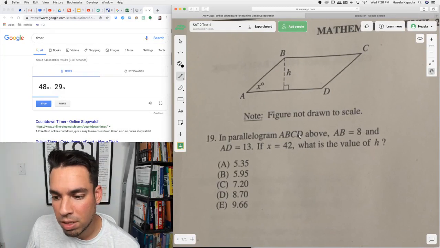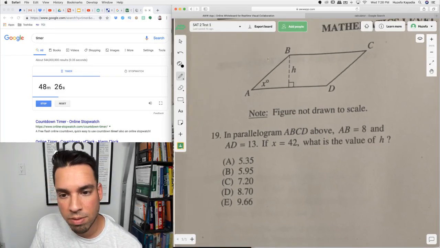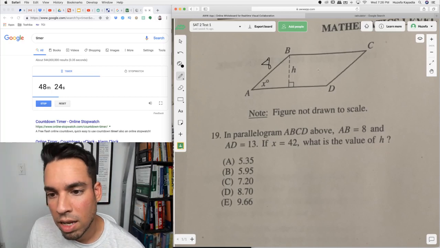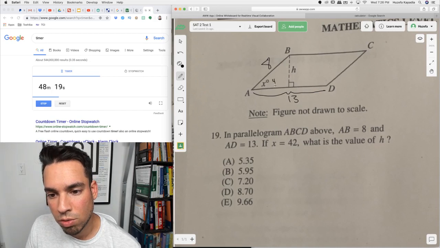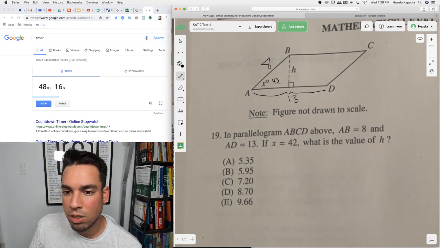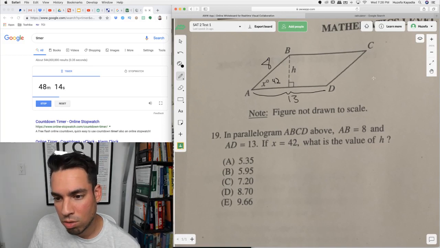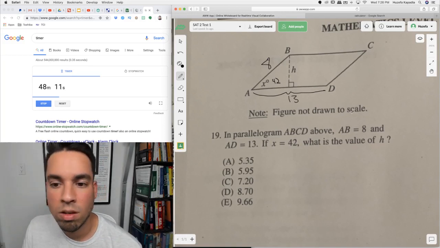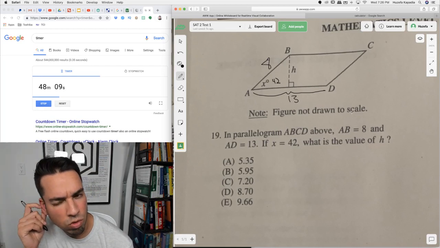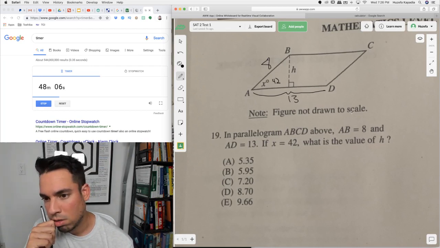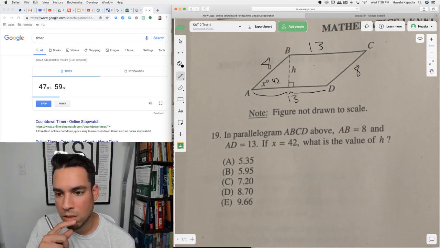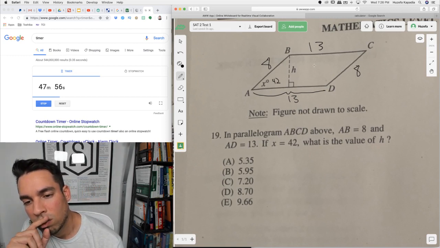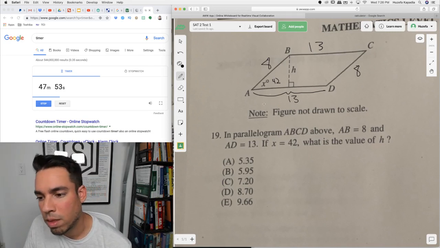Next. Note, figure not drawn to scale. In parallelogram ABCD above, AB equals 8. All right, fill in the diagram. AB equals 8 and AD equals 13. If x equals 42 degrees, what is the value of h? We can do a little... Wait a minute. Hold on. Can we do trig here? 8. This is also 8. This is also 13. Wait, I'm missing something here. Oh, I know what we do.